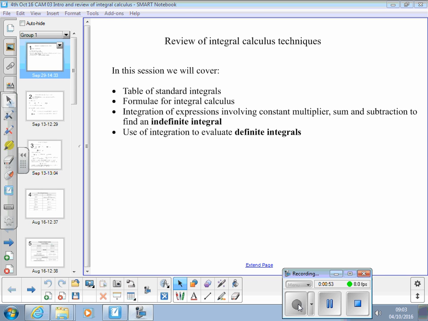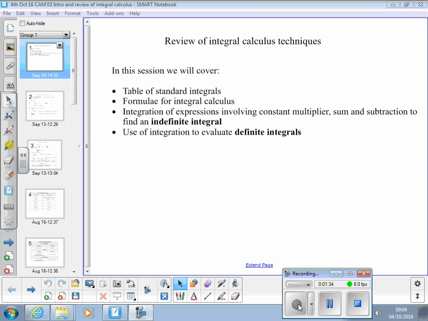Okay, we're going to have a look at the formulae for dealing with integral calculus, in terms of what you do when you've got a function where there are two x terms added together, subtracted, and that type of thing, in a similar way, but perhaps not to the same depth as we did with the differential calculus. Then you can integrate some expressions, some definite integrals, some indefinite integrals, and then we'll look at how you use integration to evaluate definite integrals as well.